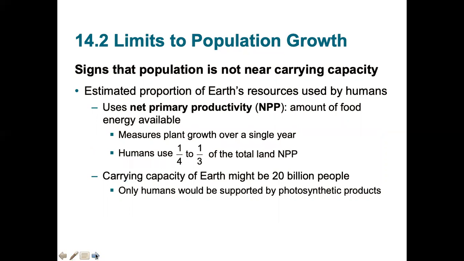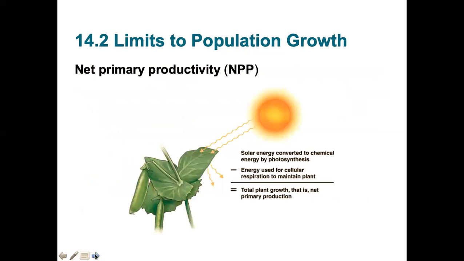So one of the ways we can estimate the Earth's carrying capacity is to use something called net primary productivity, which is basically the amount of food and energy available. And it's calculated using plant growth over a single year. And humans use 1/4 to 1/3 of the entire plant growth per year. And so the carrying capacity of Earth might be as high as 20 billion, but that would be only if humans were supported by photosynthetic products, right? So if we only ever ate plants.